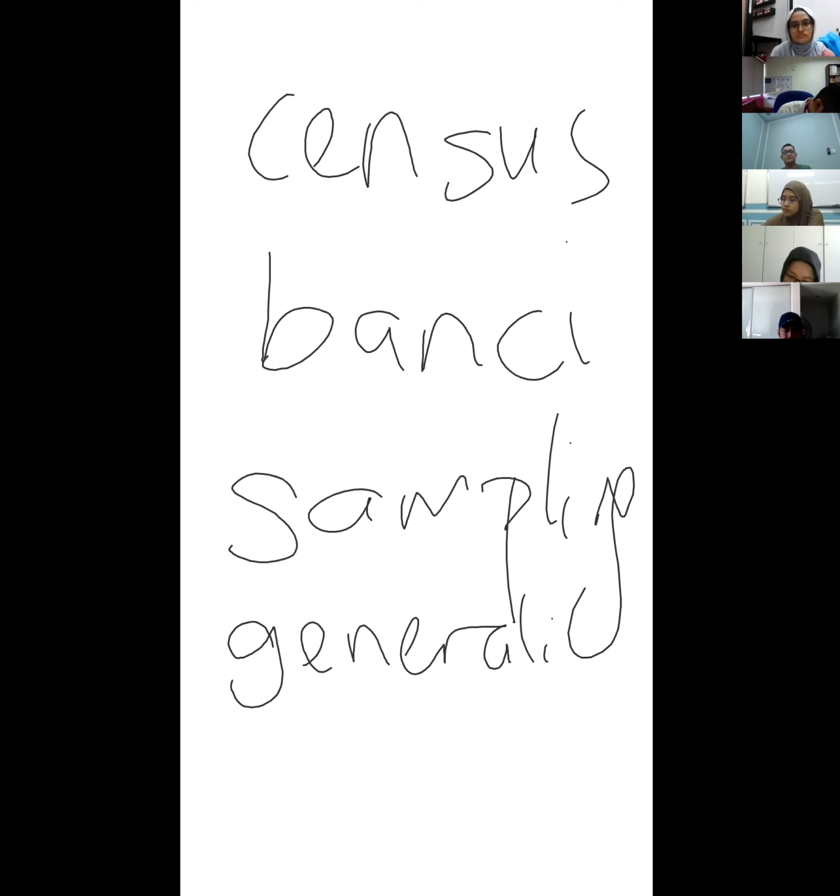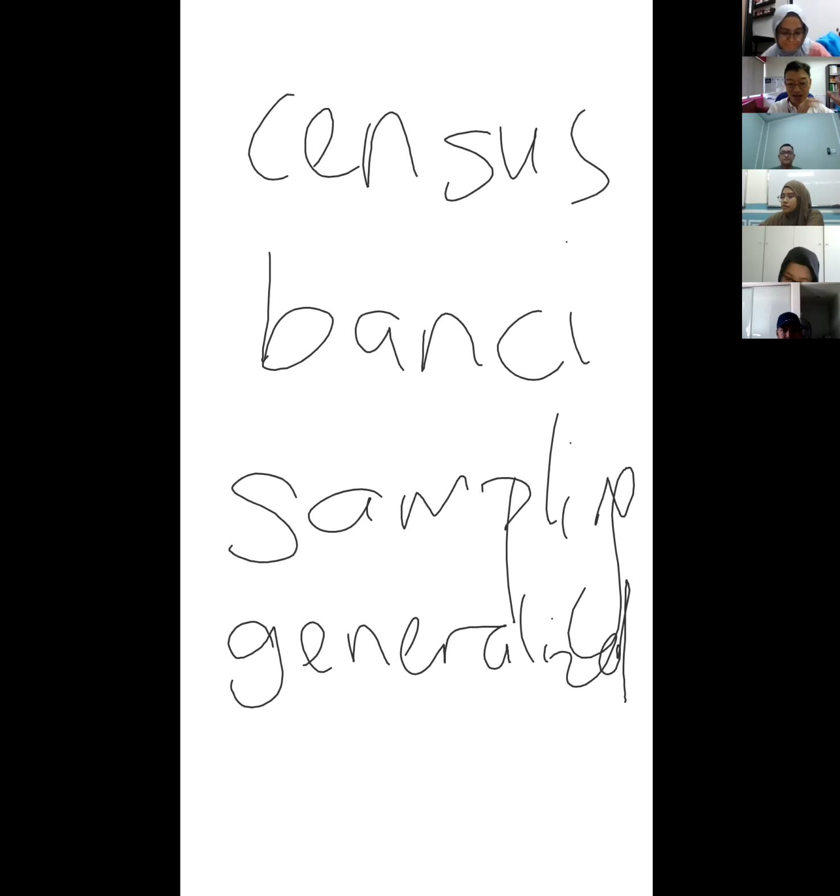Okay, if you understand, generalize it to the population. That means we take a sample of 200 persons, and the 200 persons have an average income of 4,000. Then we say the Malaysian average income is 4,000. You understand what I'm saying?